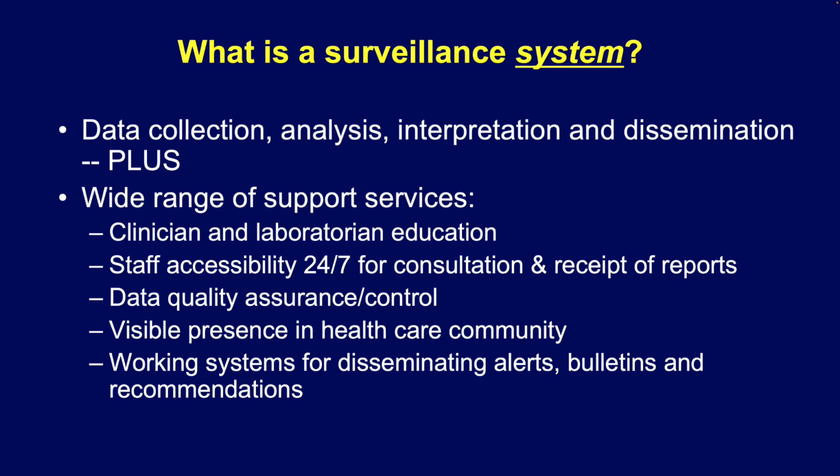Surveillance systems need to have data quality assurance and quality control. And health department staff running the surveillance system should also have a visible presence in the healthcare community to help establish and maintain relationships. And finally, surveillance systems need to have working systems or mechanisms in place for disseminating things like alerts, bulletins, and recommendations, and the routine reports or other end products of the surveillance system that translate the data into epidemiologic information.